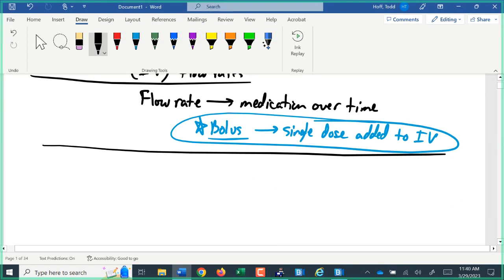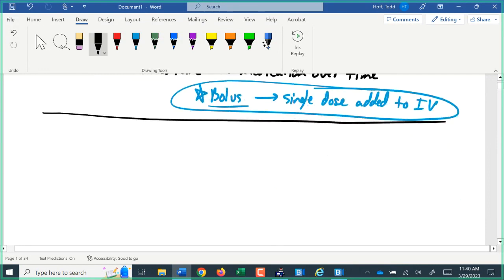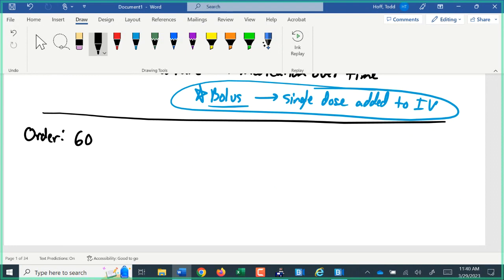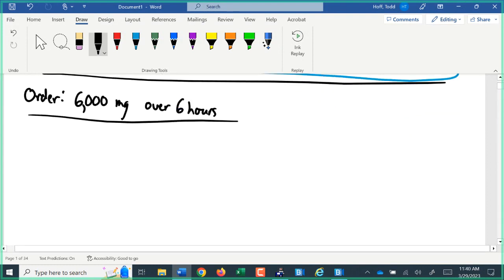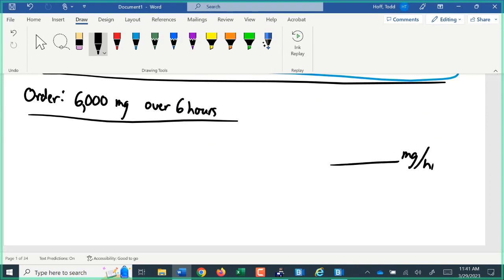So flow rates, as I said, have that element of time in them. An example might be that we have an order for 6,000 milligrams of medication to be administered over a 6-hour period. So there are a couple of ways we can express this flow rate. The simplest way is just expressing it in milligrams per hour.